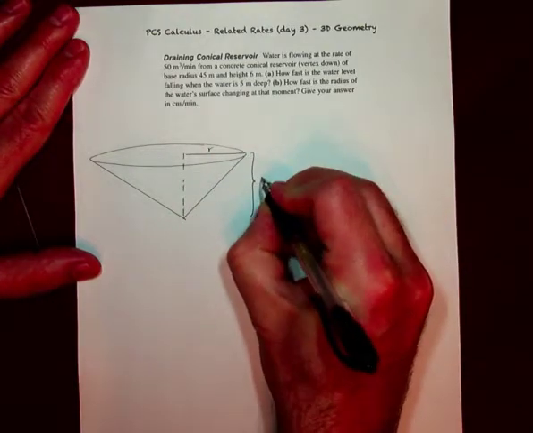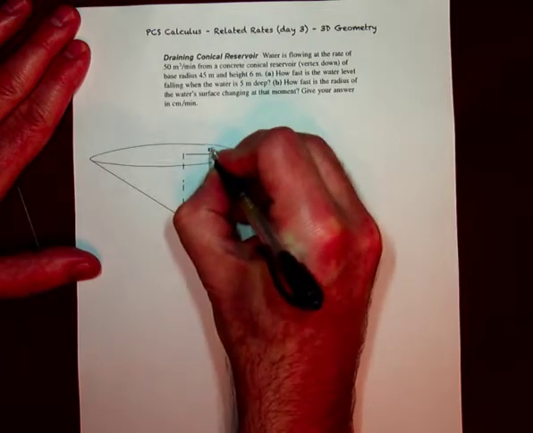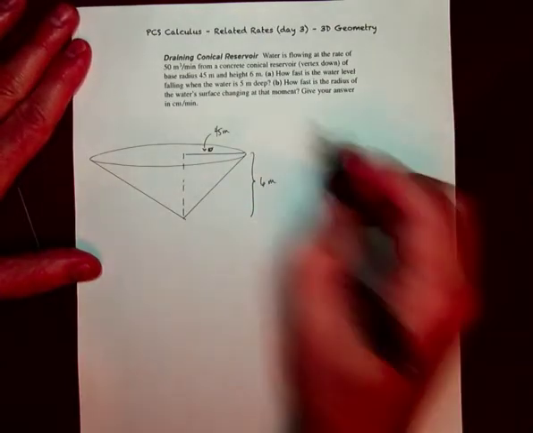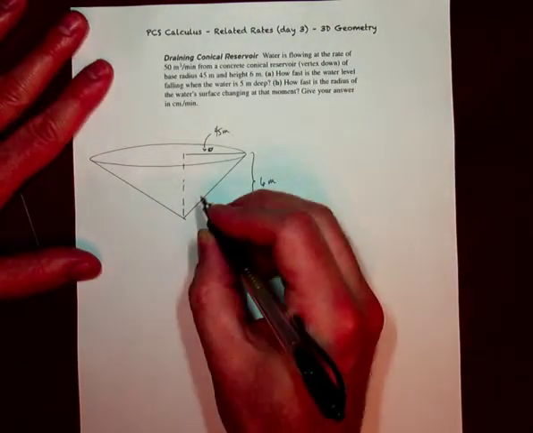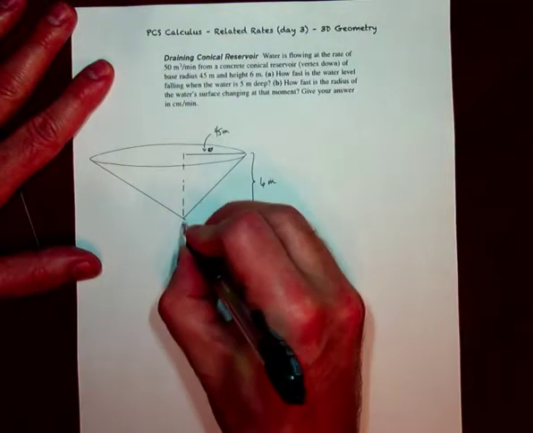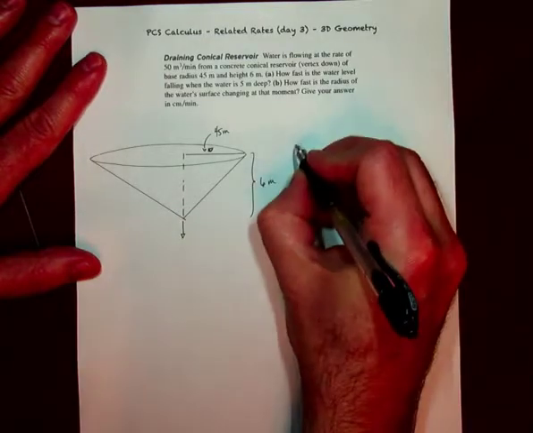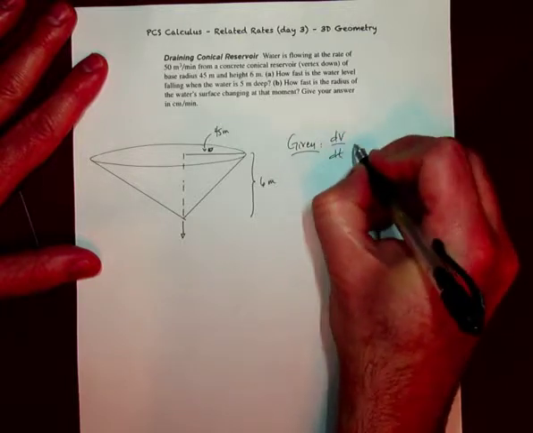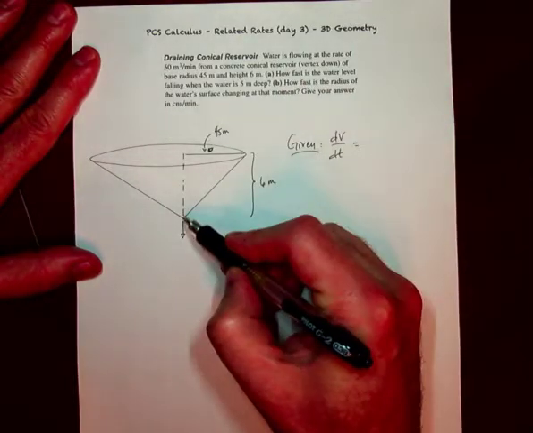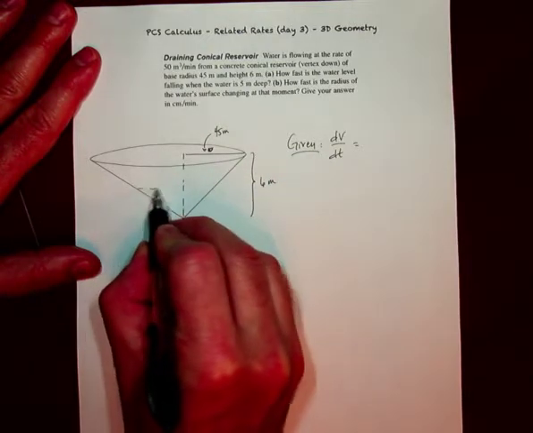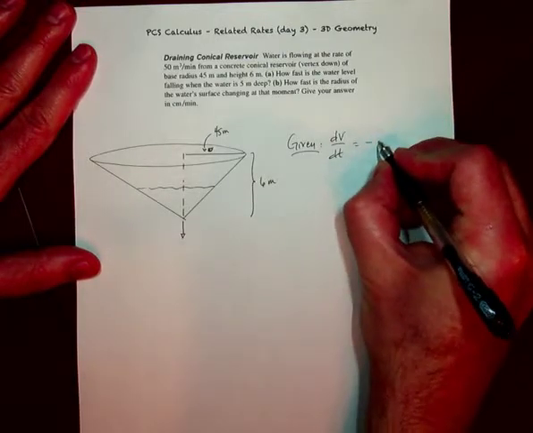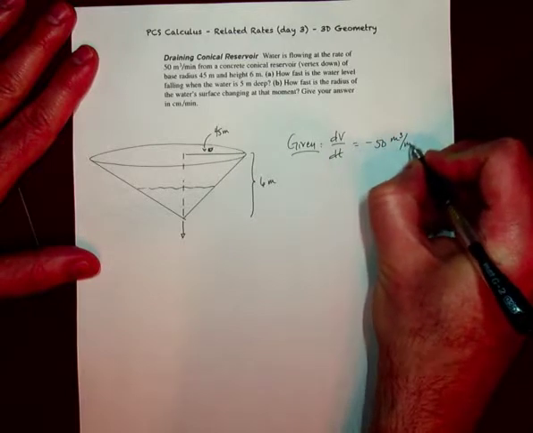We have radius, and then we have the height. The height is 6 meters. Okay, the radius up here is 45 meters. Now, the water is flowing at a rate from a concrete reservoir. So basically, water is draining out, okay? So our given is that change in volume, that dV dt. Now remember, it is basically going out. So what is happening to the volume of water in the conical reservoir? Well, the volume is decreasing, and therefore it's negative 50 meters cubed per minute.